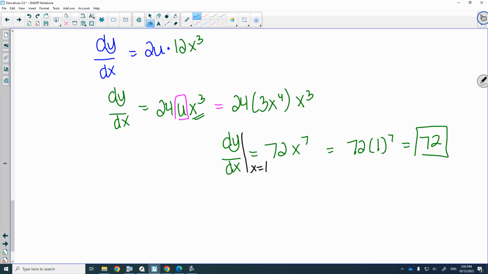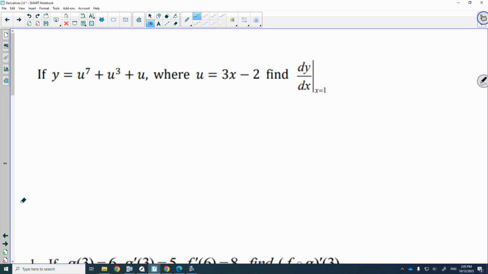Yeah. So let's do another question like this style, which would be this guy. So what they want is they want us to find the derivative when x is 1. So say to yourself, they gave me y, I could take the derivative of this. They gave me u, I could take the derivative of this. So let's take the derivative of each of our functions.